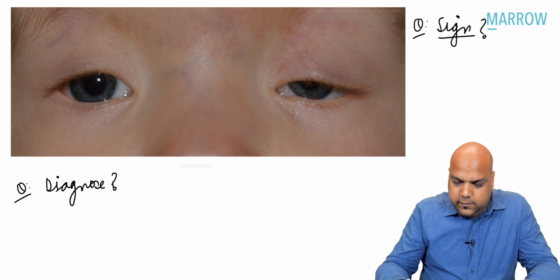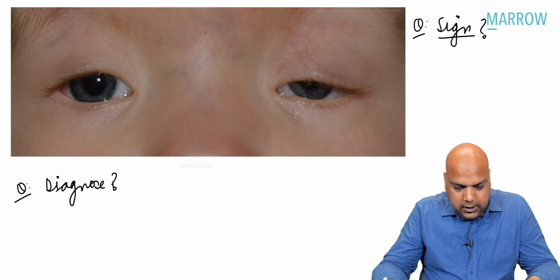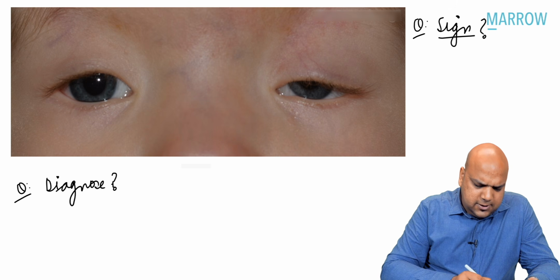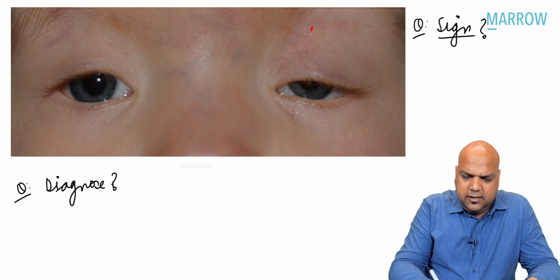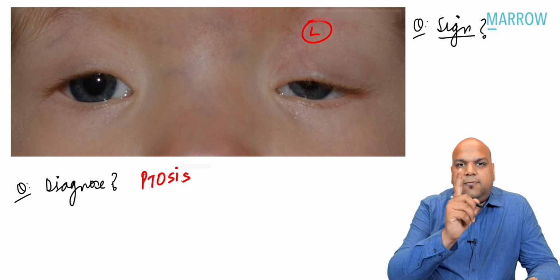Moving on to the next image, everyone. What is the sign visible in this image in the child, and what is the diagnosis? The diagnosis is pretty easy. Look at the left eye. Sir, ptosis. But if you say ptosis, I will say fail.